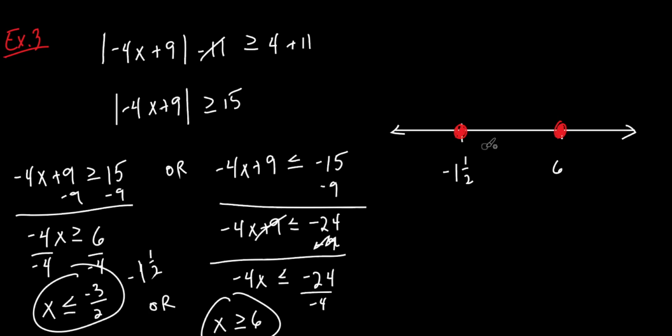All right, now this says x is less than negative 1.5, and that goes that way, and x greater than positive 6, and that goes that way. And there you go. There's your solution, and there's your graph. All right, I've got time to do the next couple, and then that's about it.